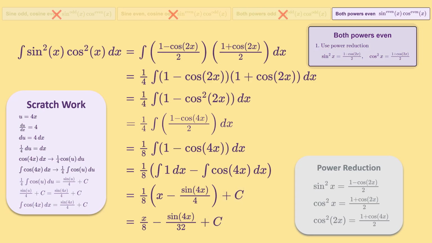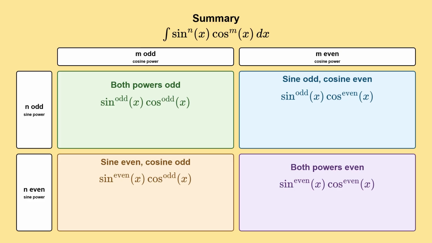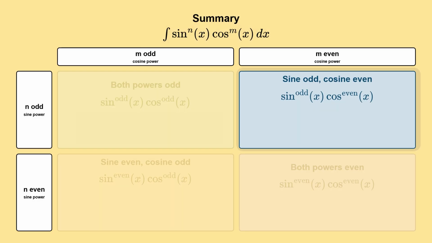So when both powers are even, the main idea is to use power reduction identities until the expression becomes easier to integrate. So let's summarize this whole video. We were working with integrals of the form sine to the n power of x times cosine to the m power of x dx. If n is odd and m is even, save one sine of x, convert the rest of the sine powers into cosines, and use u equals cosine of x to do u substitution.